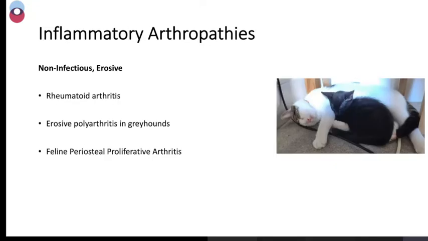And then to go through our inflammatory arthropathies, are non-infectious but erosive ones. Unfortunately, we don't see them too commonly, so this will be quite a whistle-stop tour, but just for completeness, we will go through them. So they mainly include rheumatoid arthritis, erosive polyarthritis in greyhounds, and feline periosteal proliferative arthritis.